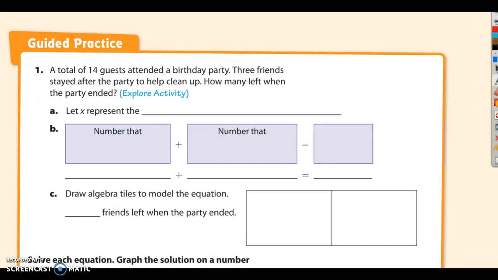This is the guided practice from lesson 11.2. This is page 308. We are on the first problem. Please read along with me.